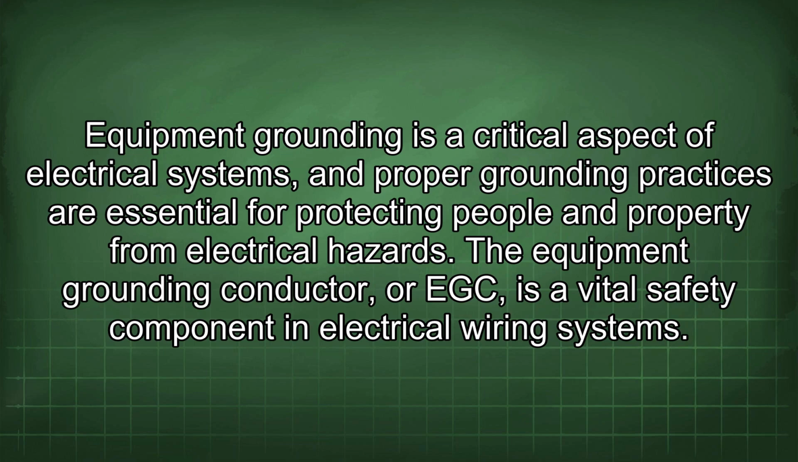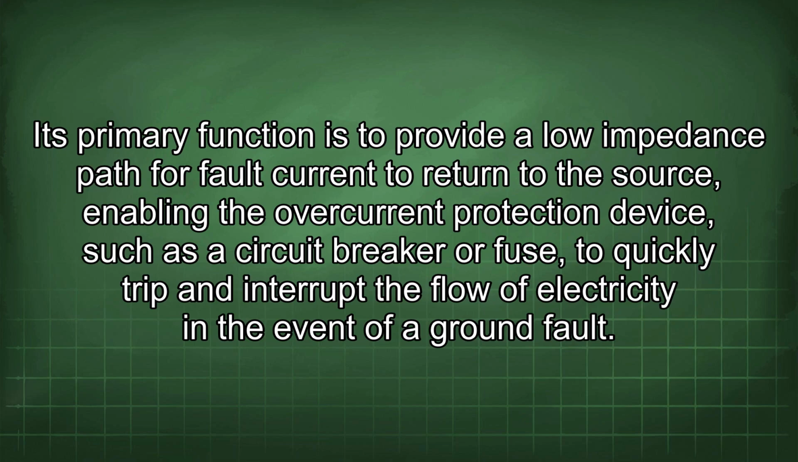Equipment grounding is a critical aspect of electrical systems, and proper grounding practices are essential for protecting people and property from electrical hazards. The equipment grounding conductor, or EGC, is a vital safety component in electrical wiring systems. Its primary function is to provide a low impedance path for fault current to return to the source, enabling the overcurrent protection device, such as a circuit breaker or fuse, to quickly trip and interrupt the flow of electricity in the event of a ground fault.